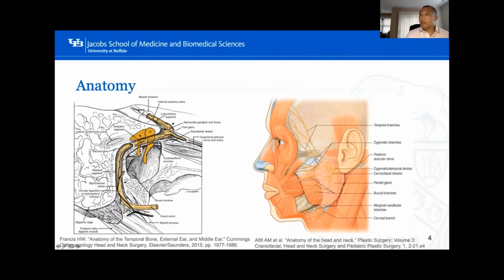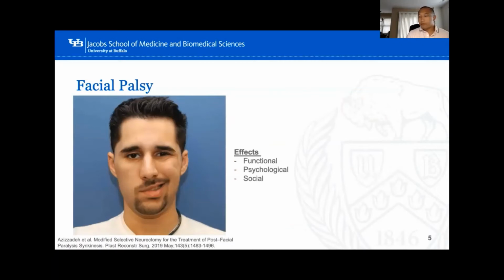So today we'll be talking about facial palsy. Not a great look if you're trying to be involved in society. There are functional deficits. This patient probably has issues with blinking. He might have drooling. He might have nasal valve collapse and have difficulty breathing through his nose. There's a psychological aspect that you look different from those that are around you, as well as the social issues that come with facial palsy.